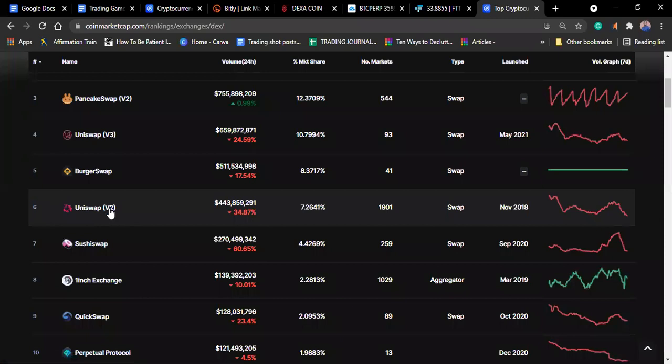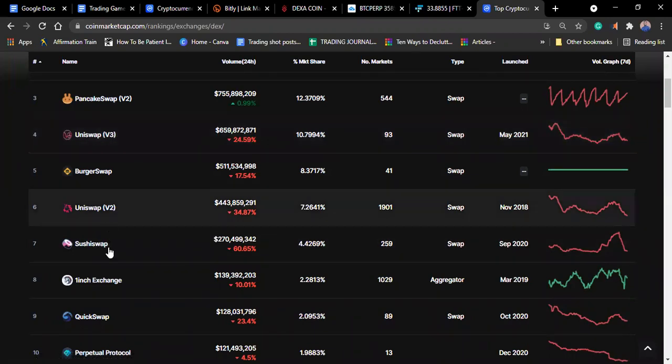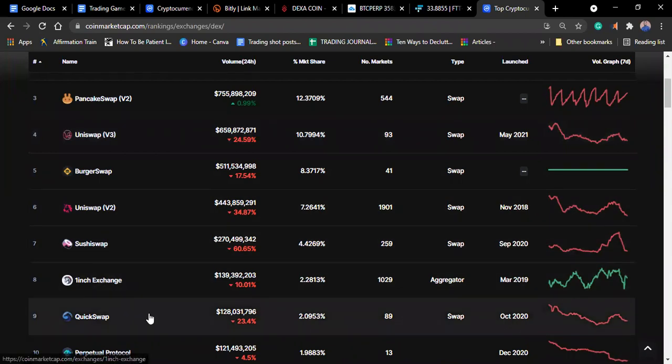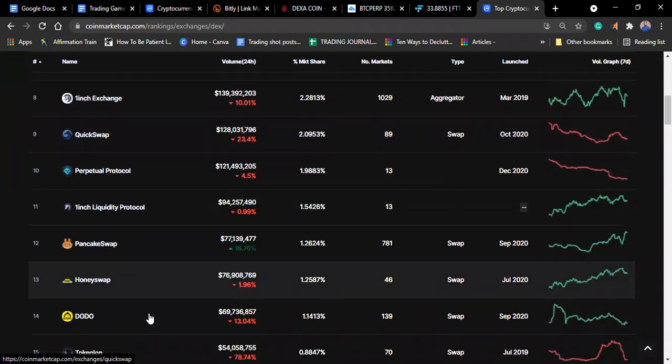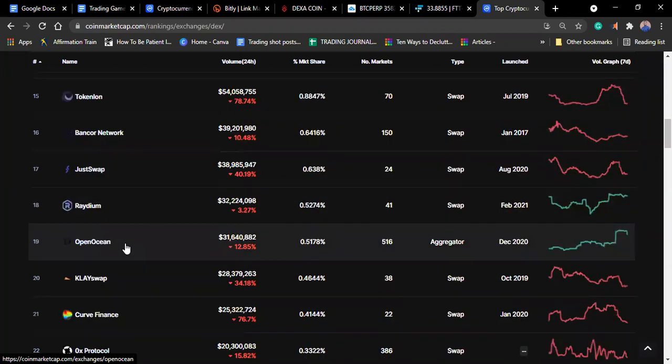Uniswap is Uniswap. Version 2 means there are coins that are on version 2 that are not on version 3. They keep releasing new versions all the time, like an upgrade. So version 4 might come out whenever they do an upgrade. So you have SushiSwap, 1inch, QuickSwap, Dodo. There are a lot.